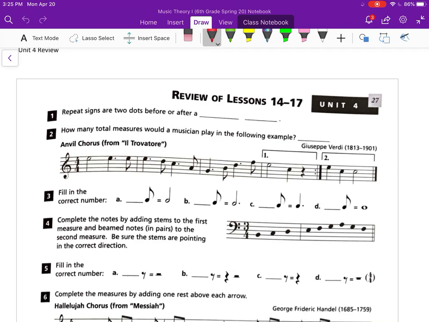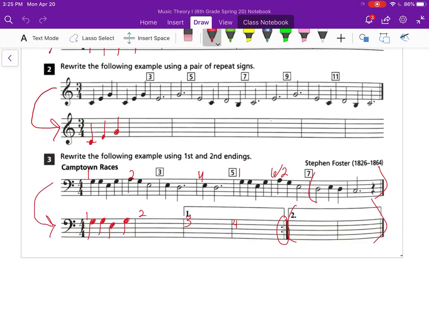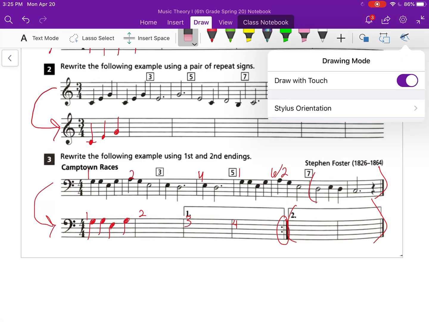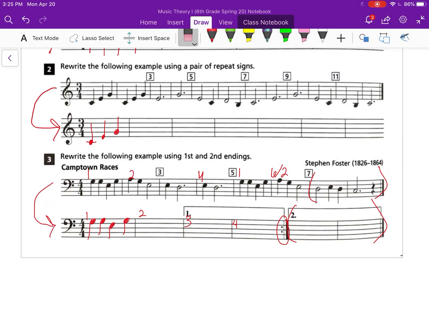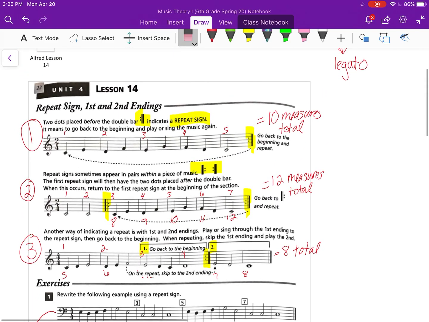So for example, you're looking at that first question. Repeat signs are two dots before or after a... if I just can't remember what it comes after, I'm gonna go back to the lesson that deals with repeat signs, which is lesson 14. And I'm gonna look for where it has the definition of a repeat sign. It's right there.